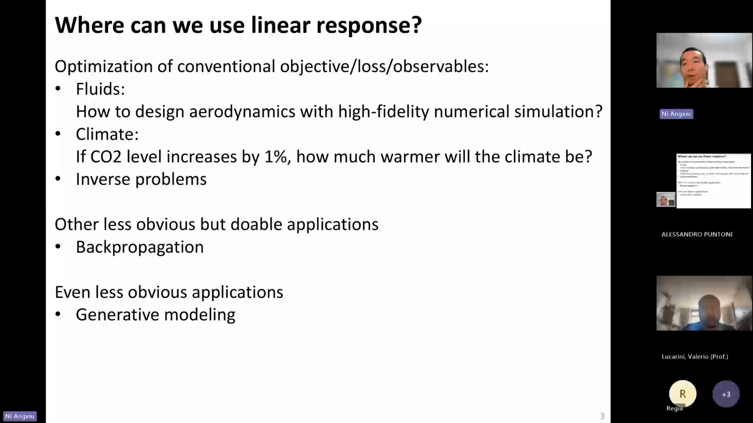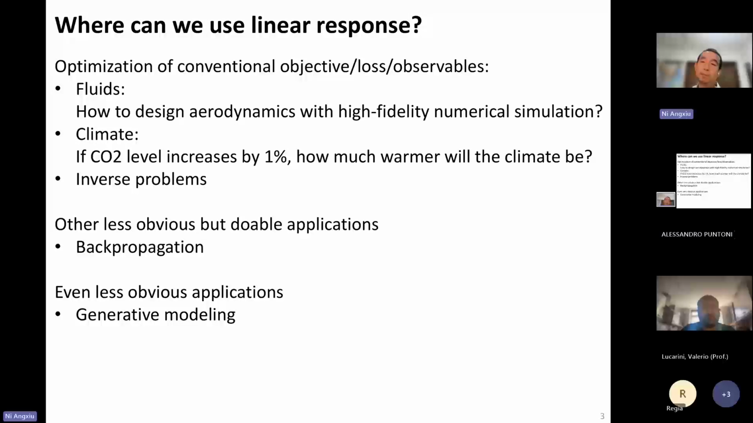And where is it useful? It is useful in several scenarios. The first basic scenario is optimization in a conventional sense, where you have a well-defined observable function or loss function or objective function. For example, in fluids, you may ask, if I change the shape of the airfoil by a little bit, how would my average drag or lift change? If you have this kind of sensitivity or derivative or gradient information, you can use this to do aerodynamic optimization. And similar problems go into climate or inverse problems. Those are the straightforward applications of linear responses.